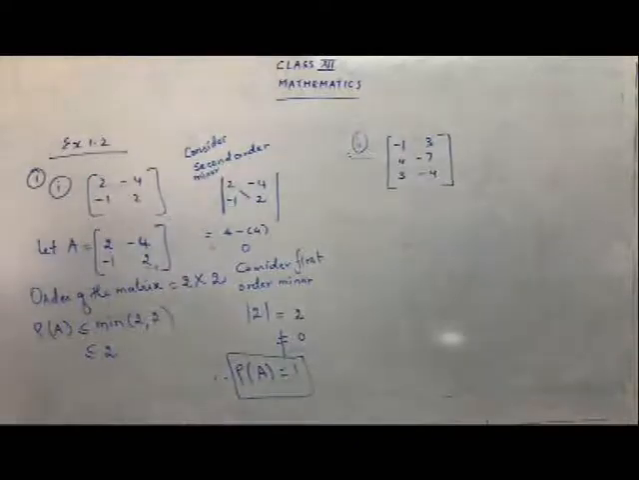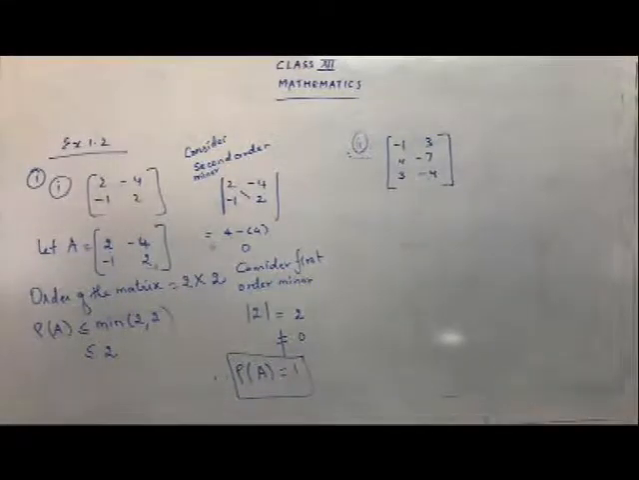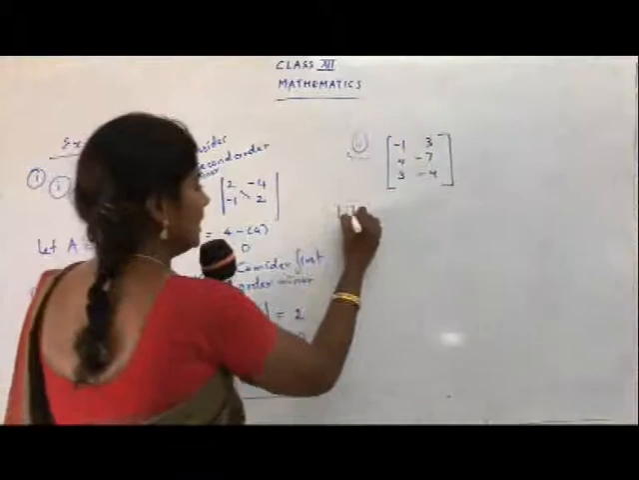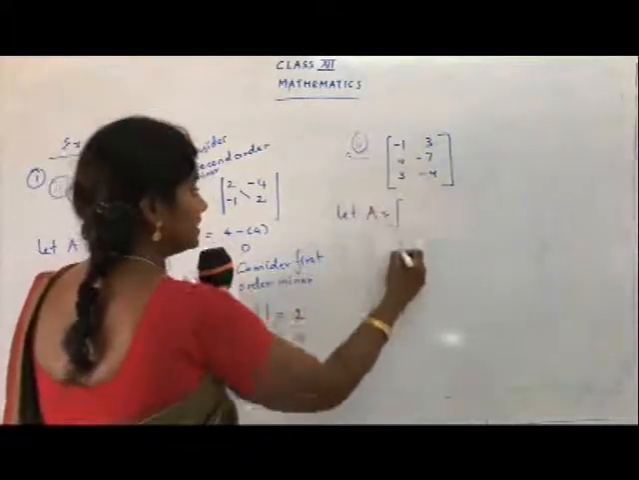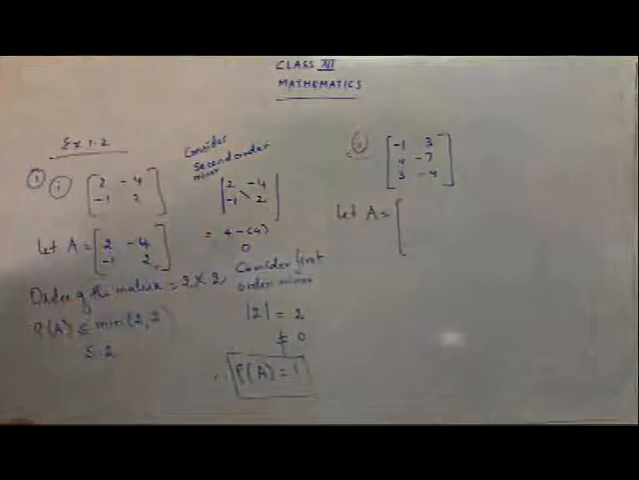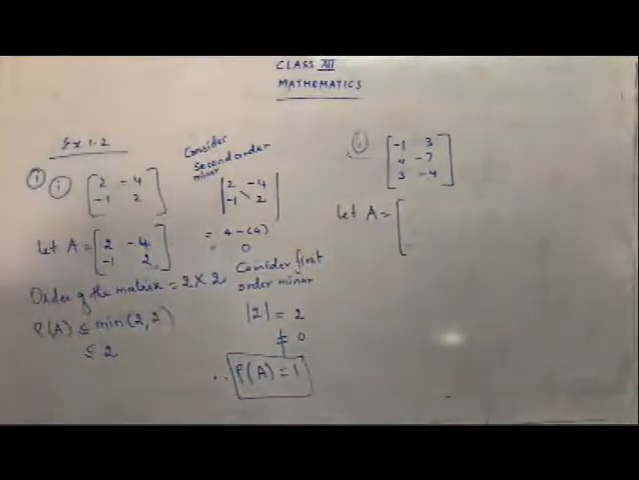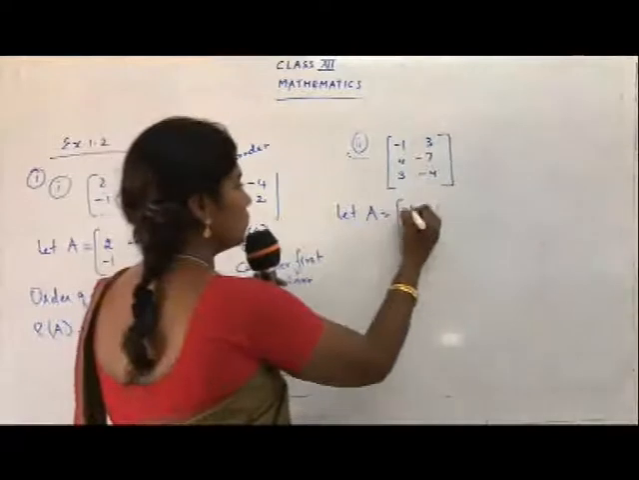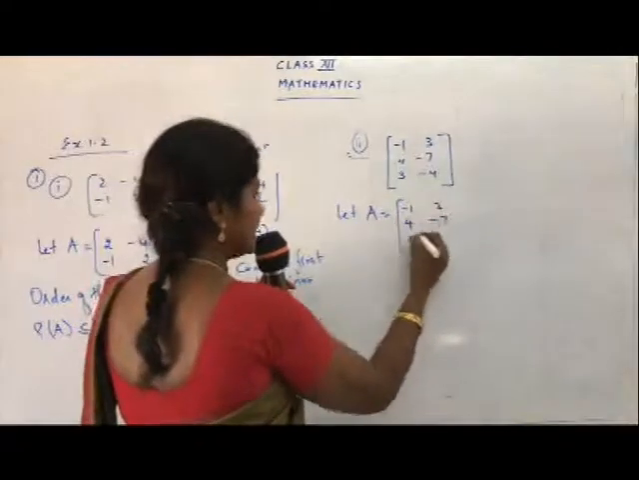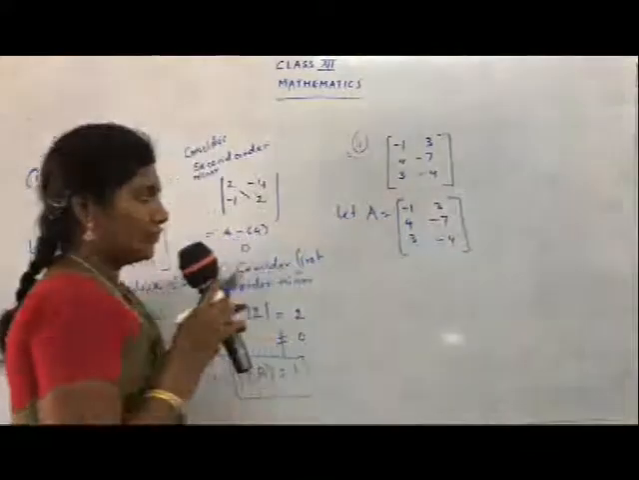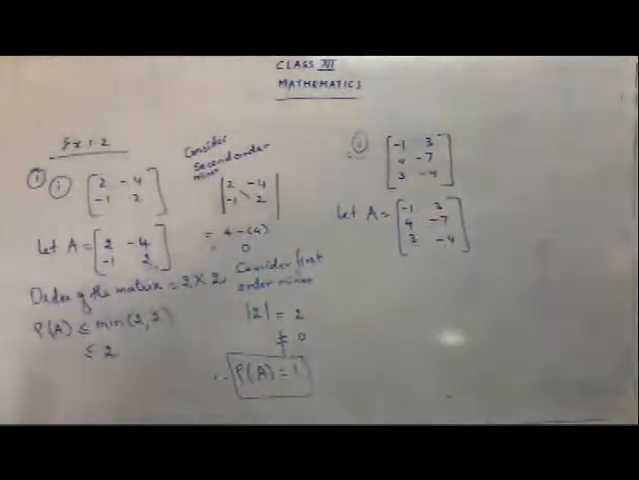Okay, let's follow the steps that we have followed for our sum number 1, first subpart. Okay, so you'll say here, let A is equal to, what is A, children? Yeah, it's minus 1. Instead of A, you can give any other names, no problem. You can use matrix B, you can use matrix C. It's your choice, okay? I'm just using A. You can use any other letters. So let A is equal to minus 1, 3, 4 minus 7, 3 minus 4. Done. So we have named the given matrix as A.